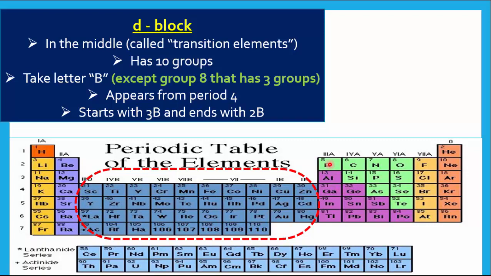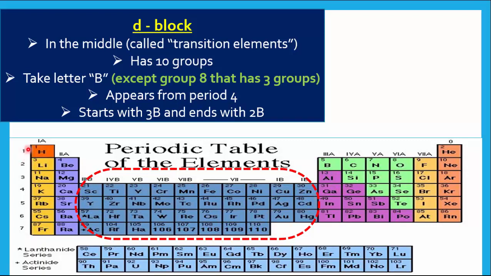And there is an important note here. As you can see here, this transition element or this D block didn't start from the first horizontal row. They started from how many? Look, 1, 2, 3, 4. They started from period number 4. So if I asked you, does it start from the beginning of the periodic table, from the first horizontal row? No, from the 4th horizontal row. They appear from period 4.